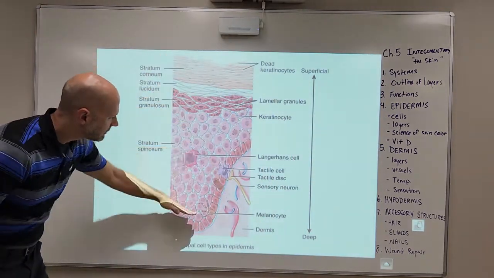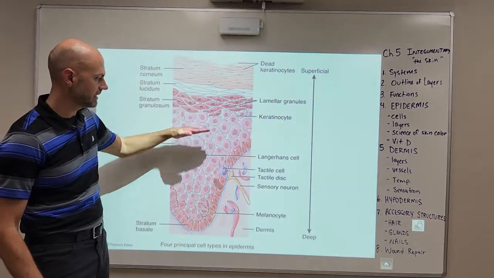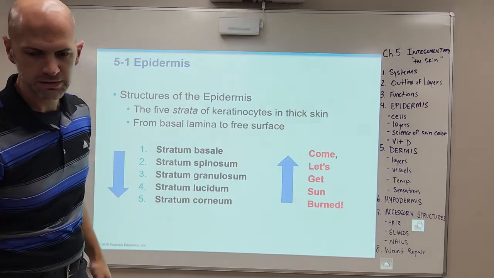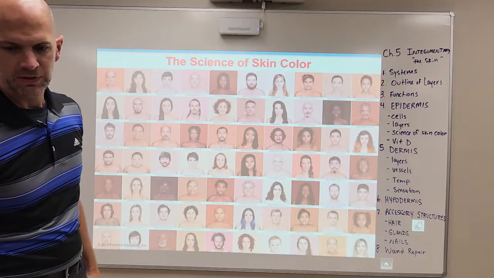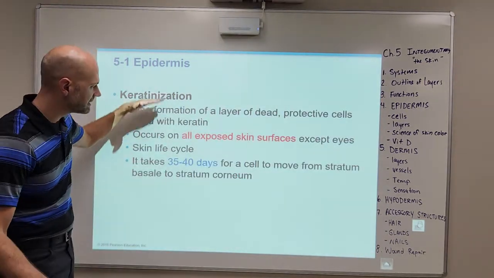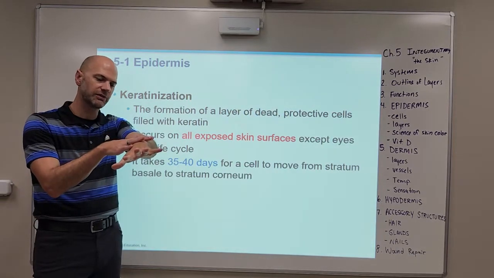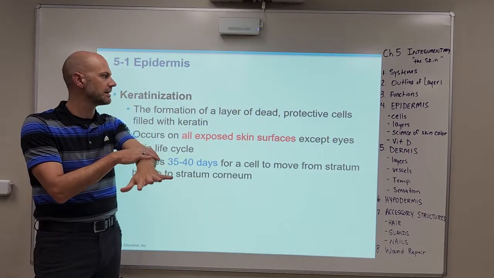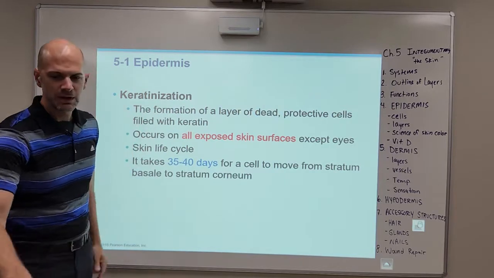We learned about the 5 layers here, the different strata. Remember, come, let's get sunburned. That's our mnemonic. And we last talked about keratinization, the specialization that is true of the outer layer of our skin, the epidermis, because of that special protein.